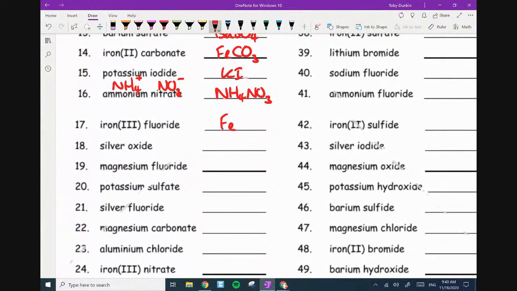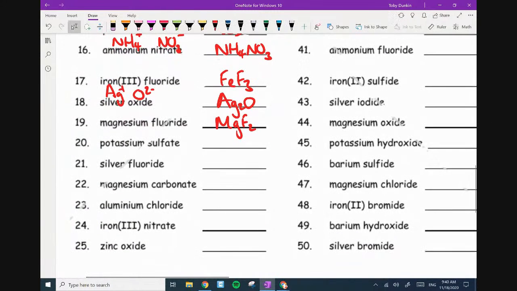17, so we've got iron 3 fluoride. Then we've got silver oxide. Silver is always +1. That one's something just to quickly mention. Yeah, so we're going to have Ag2O. Then we're going to have magnesium fluoride. Magnesium's in group 2, so 2+. F1-, group 7.